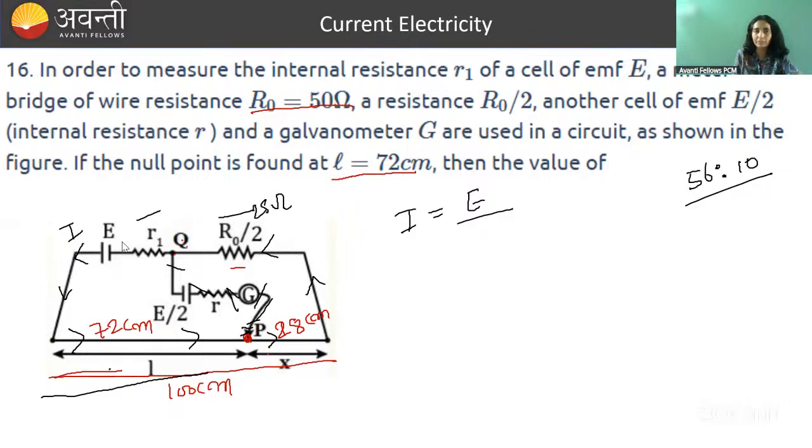So total 75 ohm plus R1. So current is E by 75 plus R1. This is the current flowing. We have to calculate R1. अब देखो और क्या यूज कर सकते हैं हम.